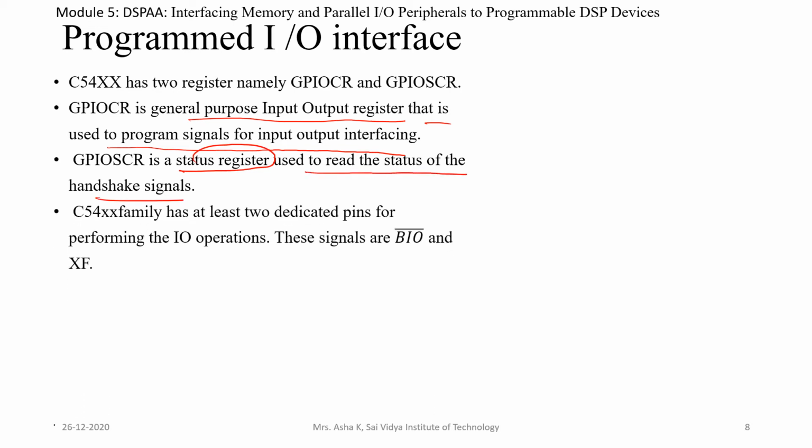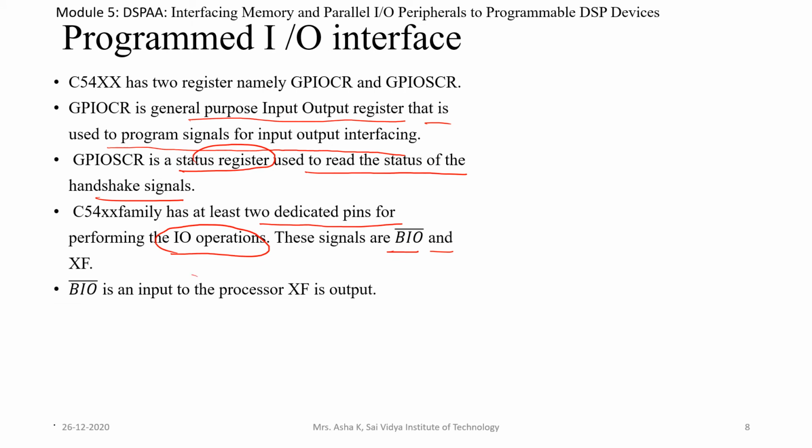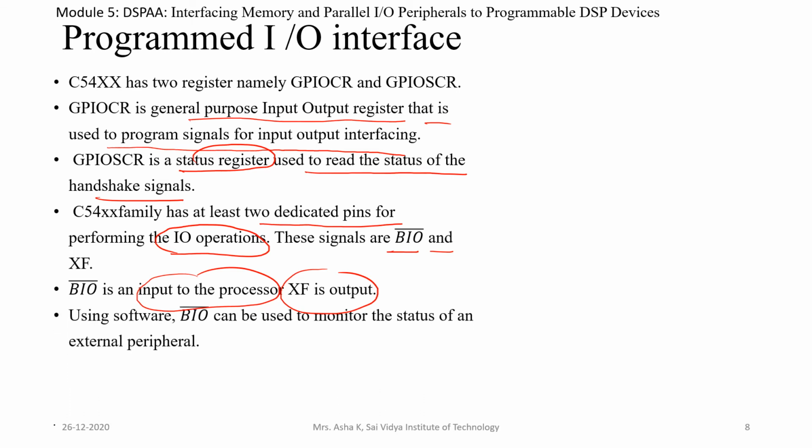The C54XX family has two dedicated pins for the input output operations. We have here the BIO bar and XF signals. BIO bar is an input to the processor, whereas XF is an output for the processor. Using software, BIO can be used to monitor the status of an external peripheral.